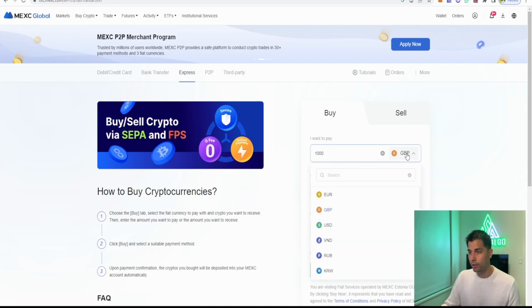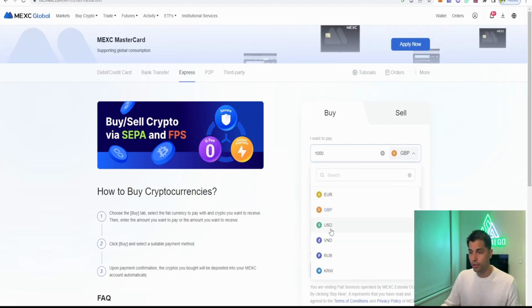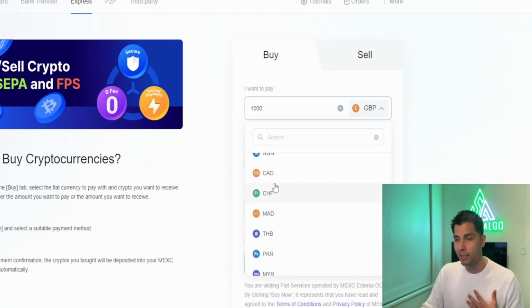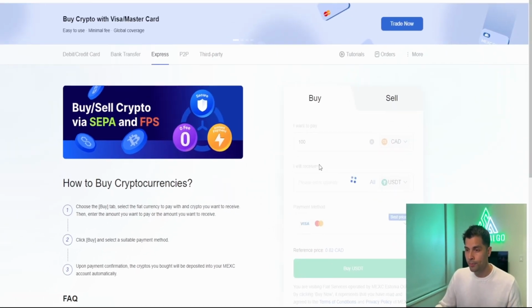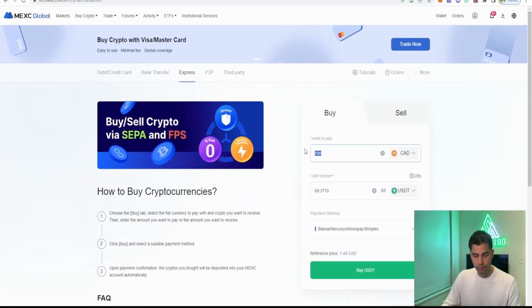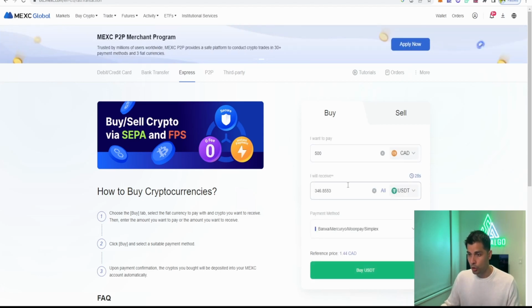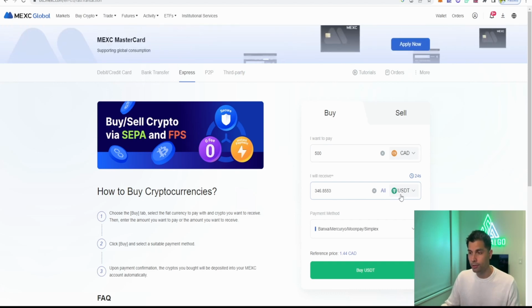So for example, if you live in the United States, you'll be using the US dollar over here. If you live in Australia, you'll be using AUD somewhere over here below. And for example, because I am in Canada, I'll be using the Canadian dollar. And I'm going to put, let's say $500 just for demo purposes. And it's going to show me how much I will receive. It's giving me a quote on the current prices of this specific stablecoin.